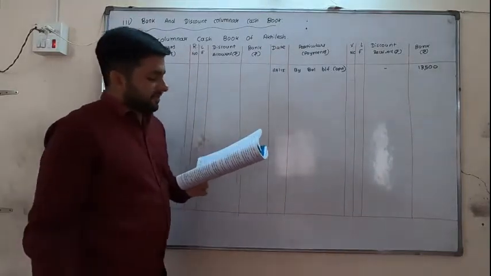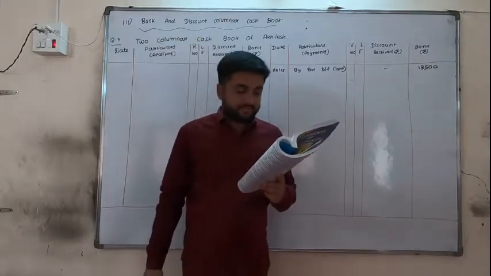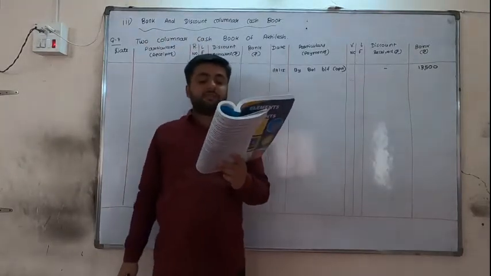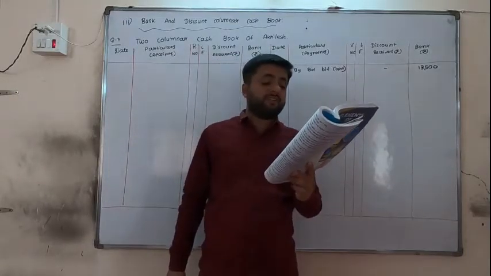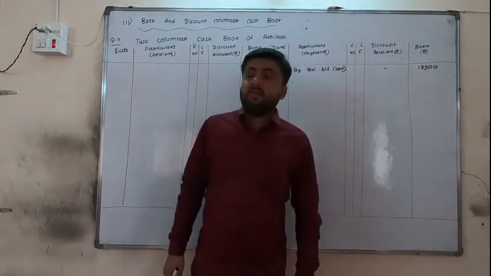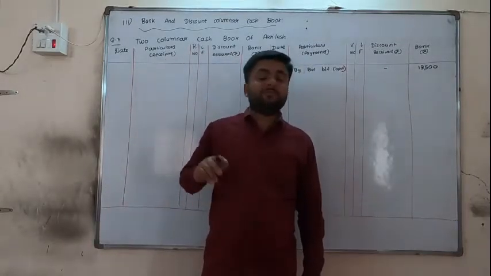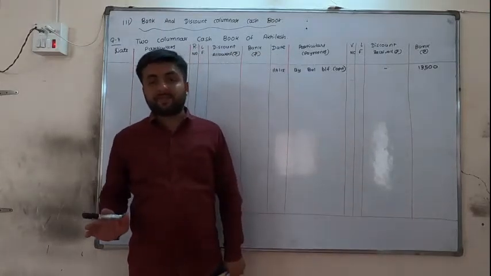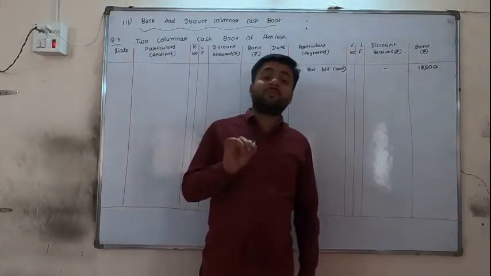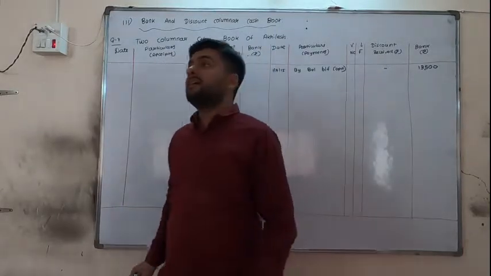Next, on 2nd July, goods of 5,000 sold to Prem. He issued a check of 4,950 in full settlement of account, which is immediately deposited in bank. We are selling the goods, so he is giving the check. So the check is received, so on the debit side. Now friends, one more thing. Goods were of rupees 5,000. He is giving the check of rupees 4,950. So the remaining 50 rupees is the discount. So we will write it in the discount column.